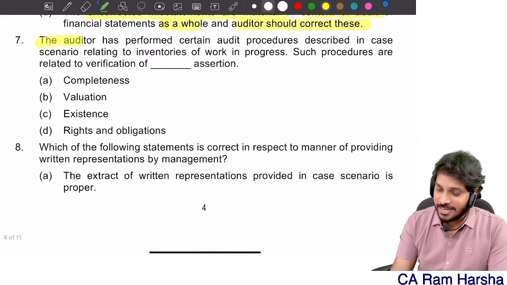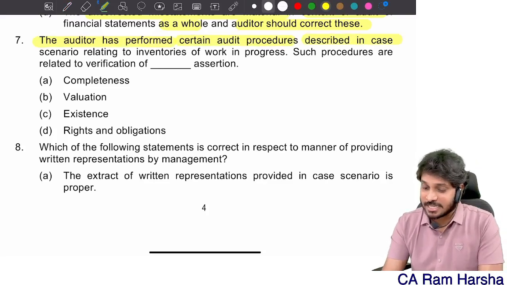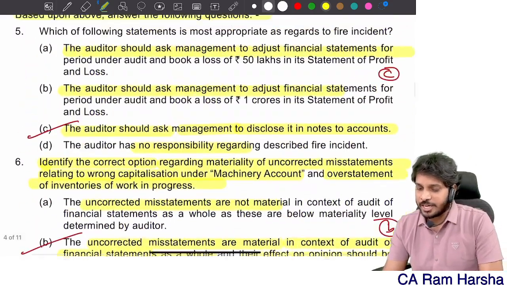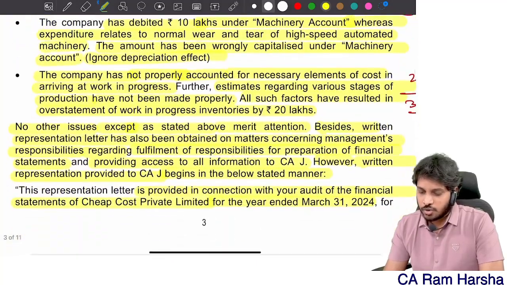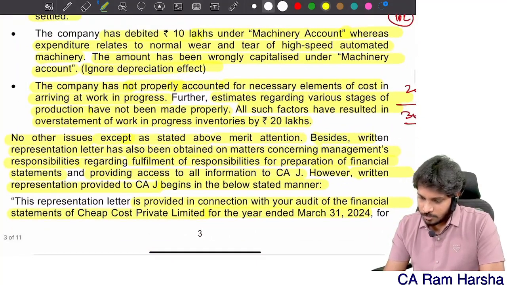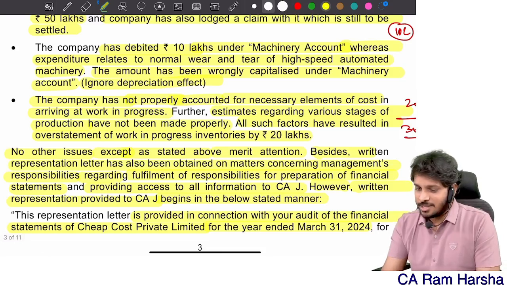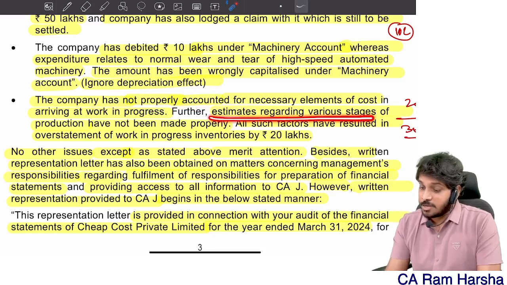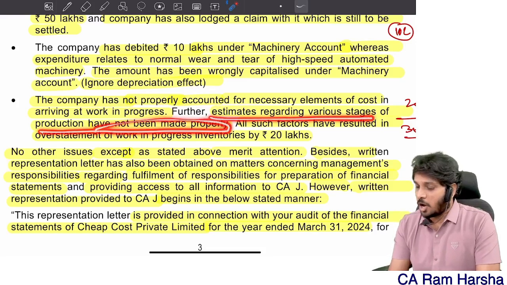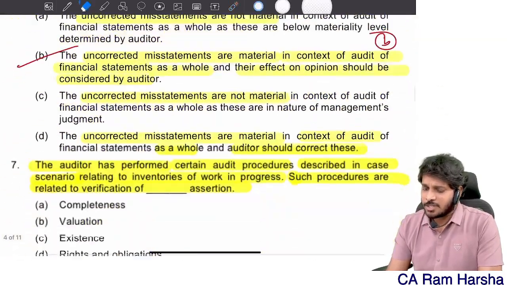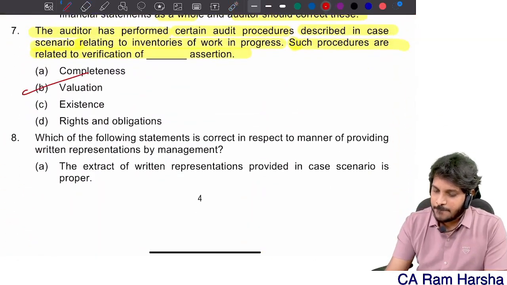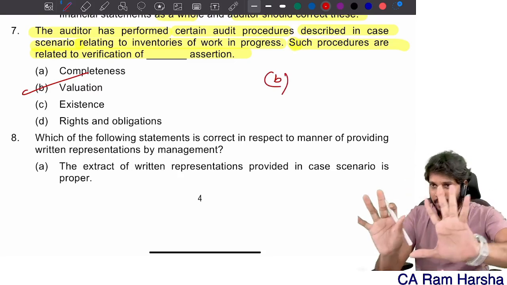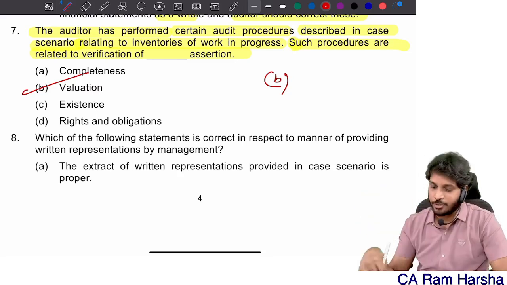Next. The auditor has performed certain audit procedures described in the case scenario relating to inventories of work in progress. Such procedures are related to verification of dash, like what assertion? Valuation. The company has not recorded these, which are the issues he found. Further, estimates regarding various stages of production have not been made properly. All these factors resulted in overstatement. So what exactly did the auditor consider? I'm just looking for whether there is any other procedure which they listed out, which I forgot actually. No, nothing. So valuation related point only, they spoke related to work in progress.